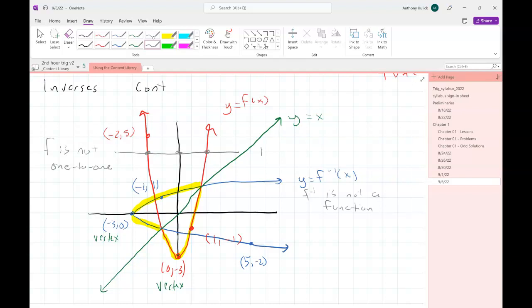So what do we really do here? It's a horizontal line test. What does a horizontal line test do? It checks to see if a function is one-to-one.